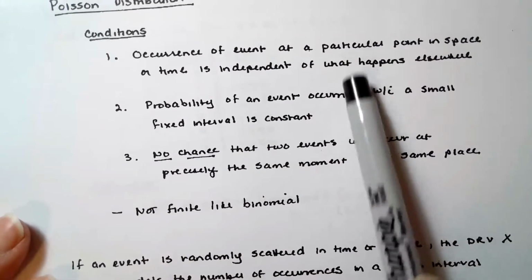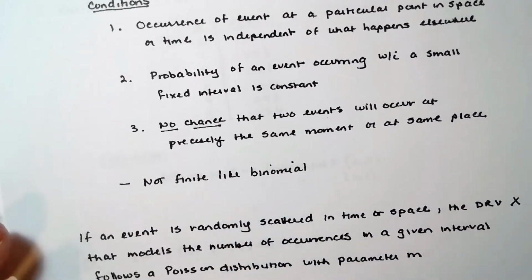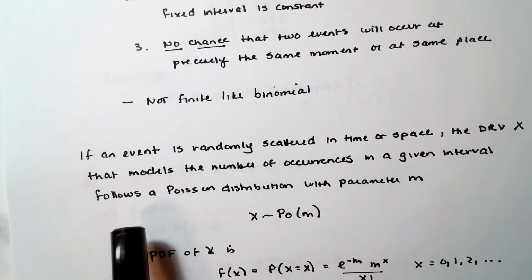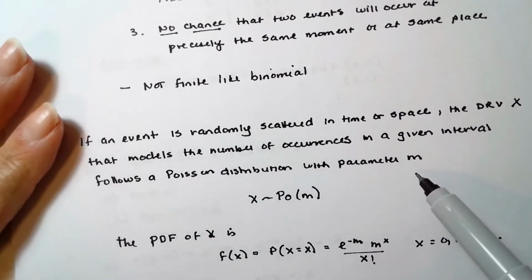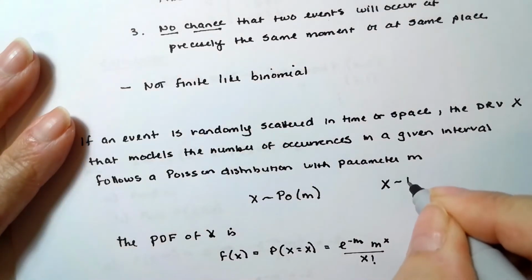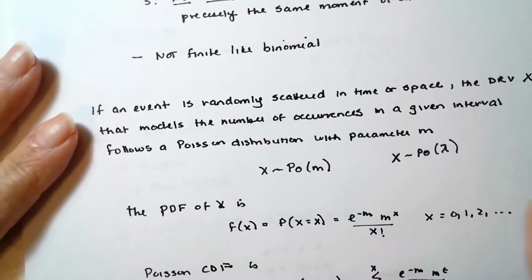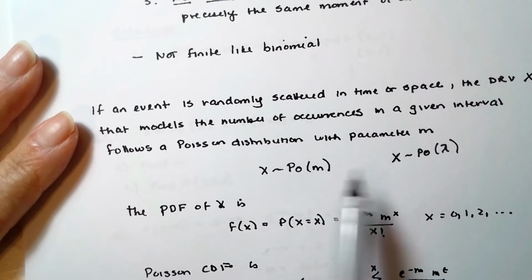Okay, so these are the 3 conditions for Poisson, and this is infinite. It's not finite like the binomial. If an event is randomly scattered in time or space, the discrete random variable x that models the number of occurrences in a given interval follows a Poisson distribution with parameter m. Now, this m is just from your book, so that's why I'm using m, but most often a lambda is used for that. So you might see it like this also, with a lambda. So the discrete random variable x follows a Poisson distribution with parameter m, or lambda.